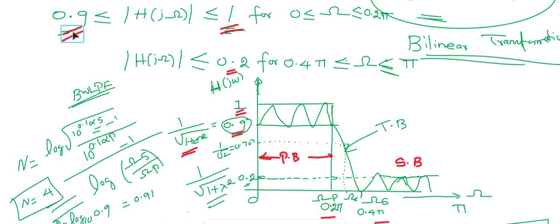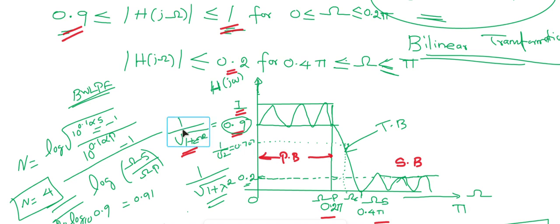In the given specification, the ripples in the pass band are 0.9. This is the ideal characteristic of the low pass filter. There are ripples in the pass band and ripples in the stop band. The ripples in the pass band is given as 0.9. The ideal is 1 in the pass band, the ripple is 0.9, and the frequency range is from 0 to 0.2 pi, omega. So 0.2 pi is the frequency range. Similarly, the ripples in the stop band are given in the specification as 0.2, and the frequency range is from 0.4 pi to pi.